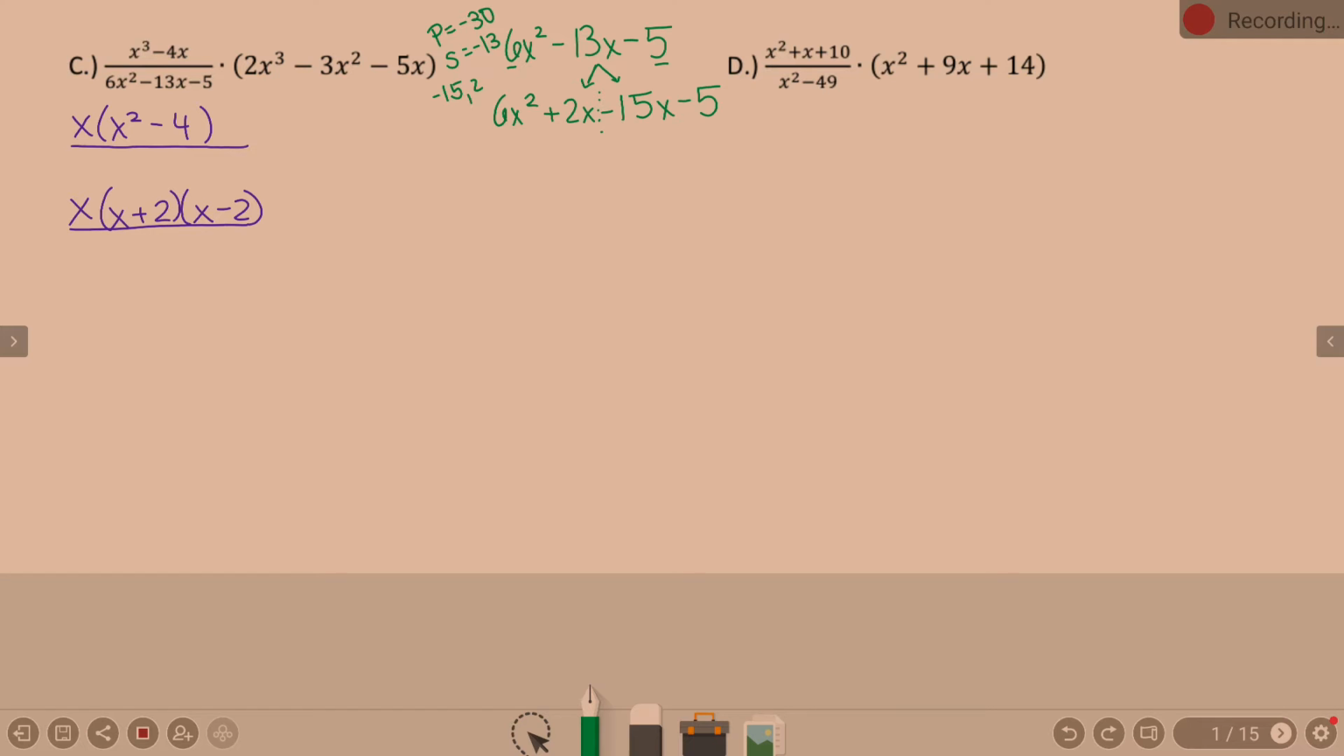GCF of 6x squared plus 2x. GCF of 2x. When you factor out 2x, what remains? 3x plus 1. GCF of the back half, negative 15x minus 5. Minus 5. When you factor out that minus 5, I'm left with 3x plus 1. Remember, this is good news, yes? So my parentheses match.